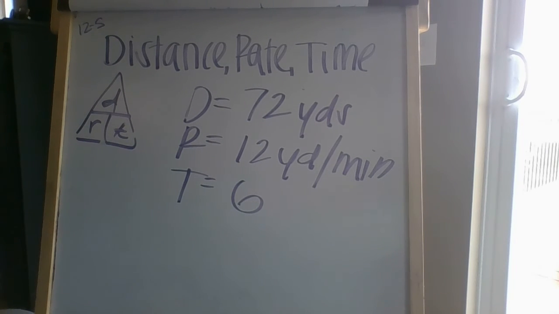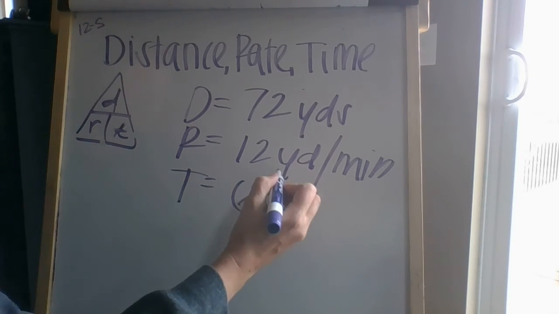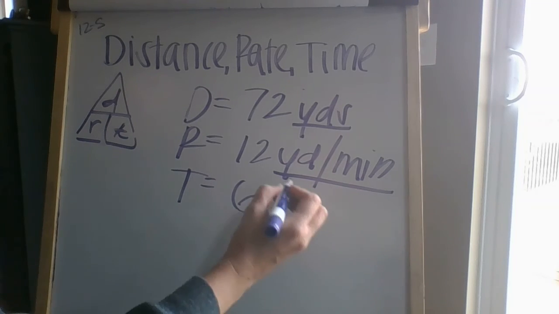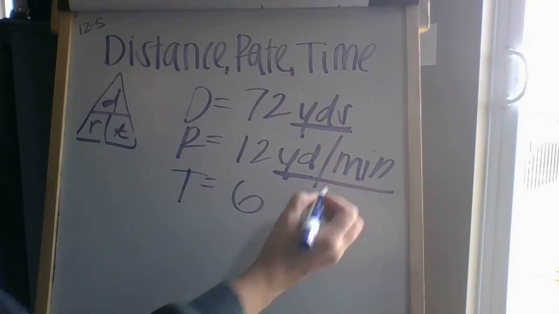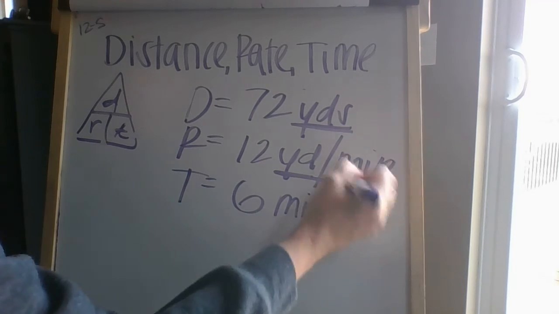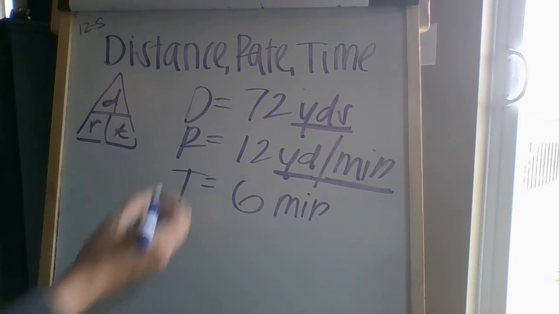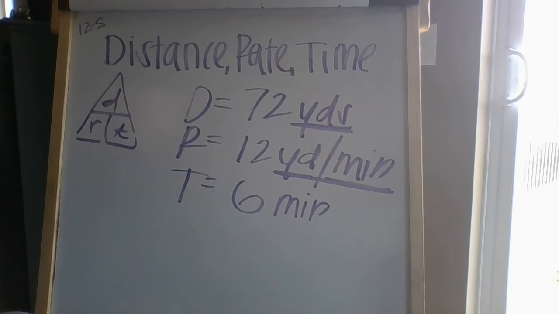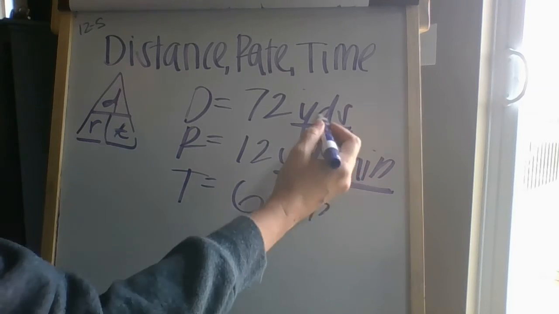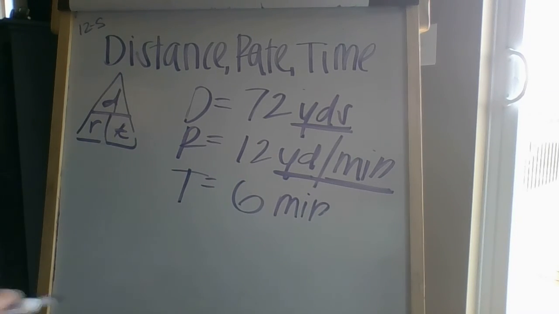Now we also need to take a look at our label. Time. Think about what time is going to be labeled in. That's our minutes, our seconds, our hours. We need to take a look at the labels that we already have. So we already have yards. We have yards per minute. So we know that this one for time is going to be minutes because they already told us what that label is going to be when we're looking at our rates. So if they give you that rate, take a look because they need to match up with your distance and your time.